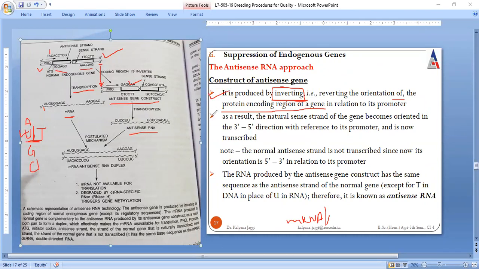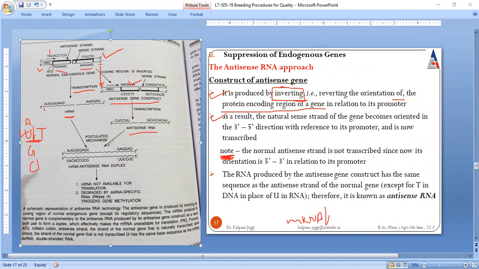I hope the two points are clear. Again, I am letting you all know, kindly fit it into your minds. The normal antisense strand is not transcribed here because its position has been inverted. The antisense strand is the strand in the direction 3' to 5' in relation to its promoter. But since we have inverted the position, this is no more going to give rise to the mRNA. Now this is going to give rise to the mRNA.